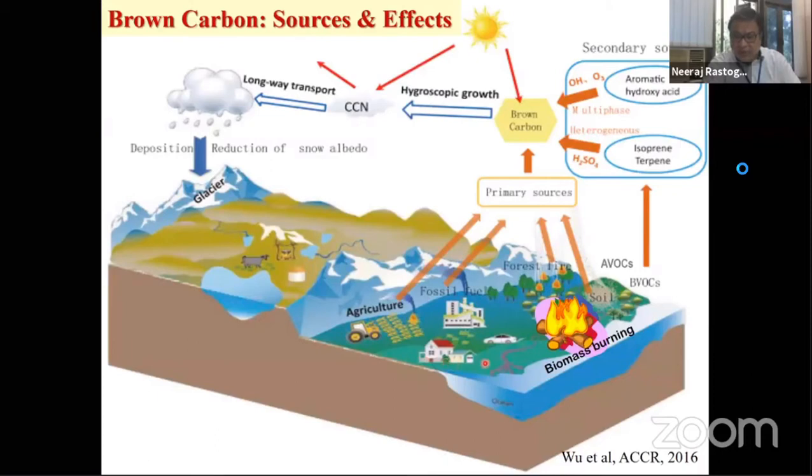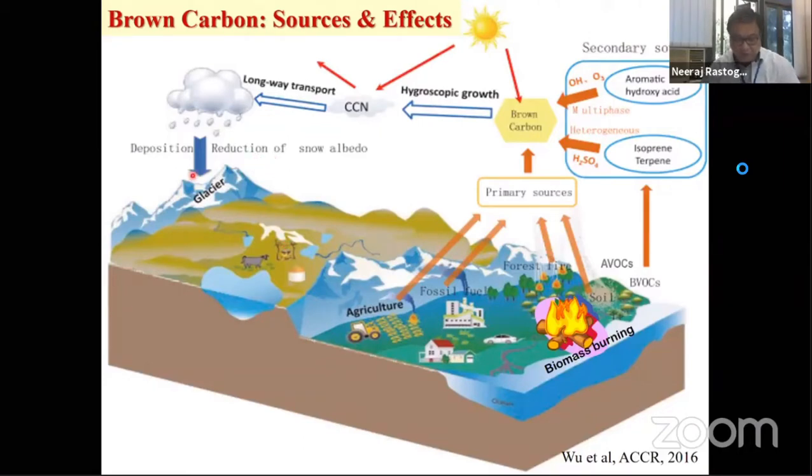Now, this is a slide from Wu et al., a review article on brown carbon, and it synthesizes the sources and effects of brown carbon. What we see here is that the major sources are biomass burning, forest fire, fossil fuel, and agriculture. They all produce primary brown carbon. And then you have AVOC, meaning anthropogenic VOC, and BVOC, biogenic VOC. These go into the atmosphere and form brown carbon through various multi-phase heterogeneous reactions. And then there is hygroscopic growth. Ultimately, they get deposited on the surface. It can get deposited over glaciers also.